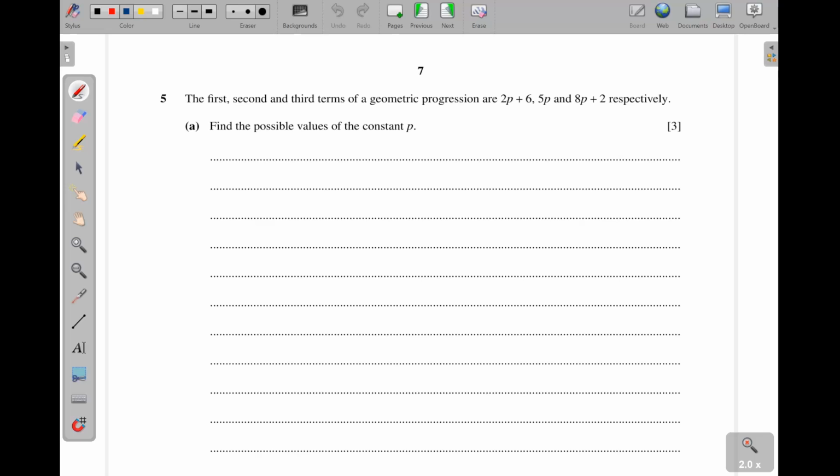Question 5 is coming from geometric progressions. The first, second, and third terms of a GP are 2p plus 6, 5p, and 8p plus 2 respectively. Part A, find the possible values of the constant p.